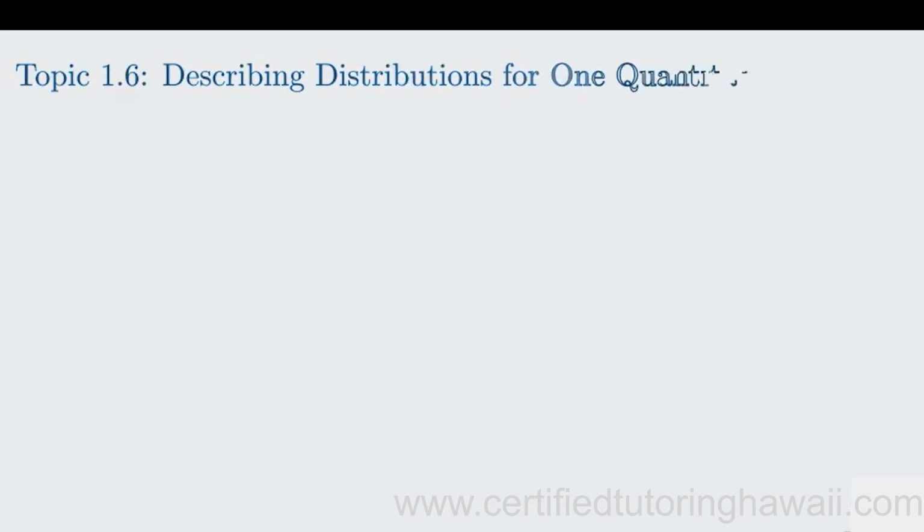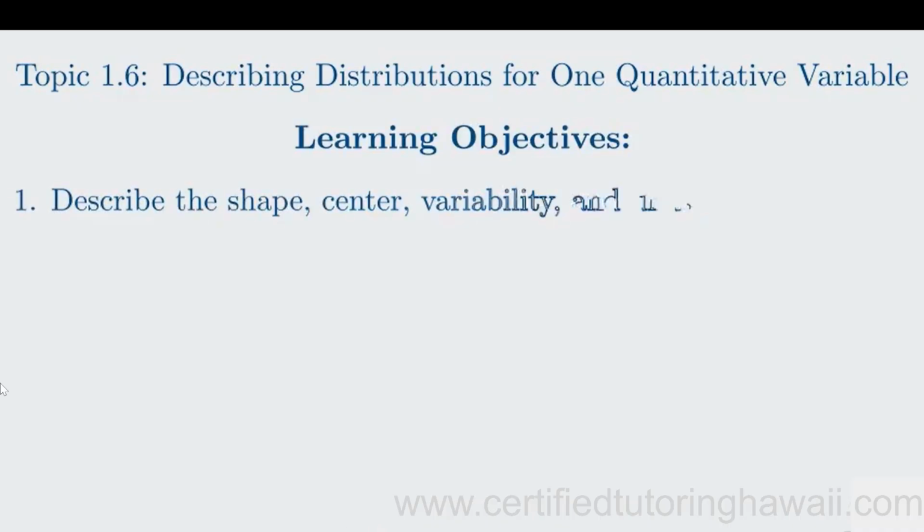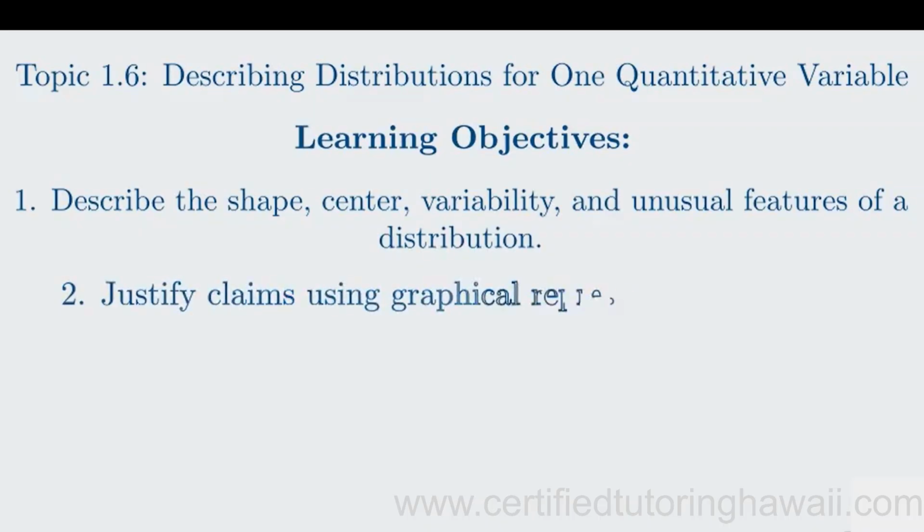Welcome to AP Statistics. Today, we are diving into topic 1.6, describing distributions for one quantitative variable. Our learning objectives are to 1. Describe the shape, center, variability, and unusual features of a distribution, and 2. Justify claims using graphical representations of data.